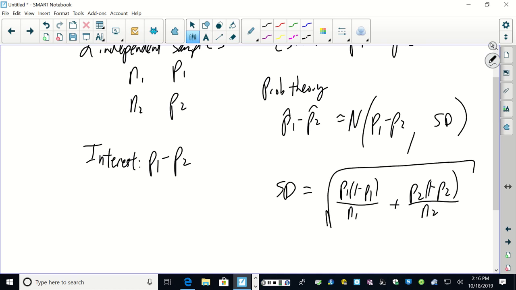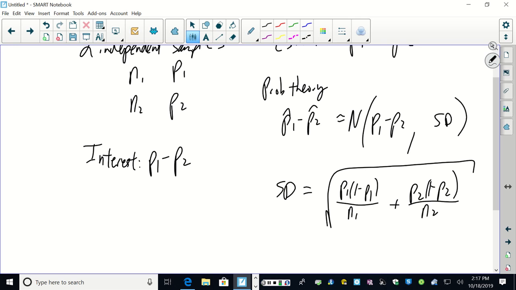So based on what we've seen, what's one way to do a confidence interval for this? What would the formula look like? 1.96 plus or minus P1 hat times P. Something like that, yeah. So we center at the estimate, right? P1 hat minus P2 hat, plus or minus 1.96 times what? You plug in P1 hat, P2 hat here, and the standard error, right?